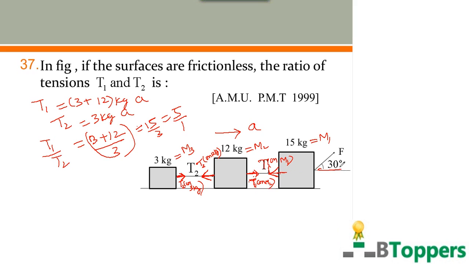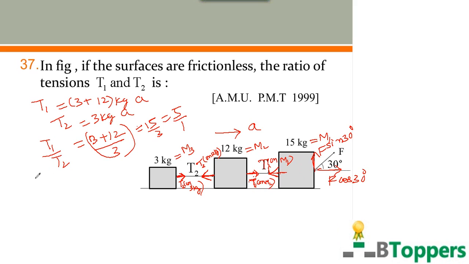You can resolve this F into components. If we resolve two rectangular components along the horizontal and vertical direction, the horizontal component will be F cos 30 degrees, and the vertical component will be F sin 30 degrees. All three blocks are moving horizontally. There is no motion in the vertical direction, so the vertical component of the resultant force on each mass is 0. So the resultant force on each mass will be equal to the resultant of forces in the horizontal direction.